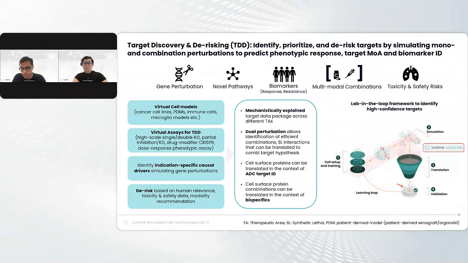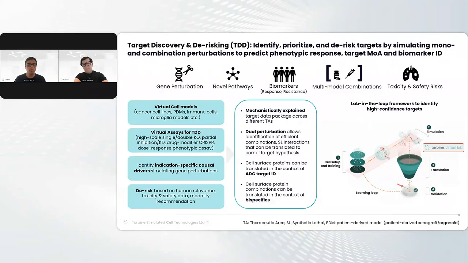I'll introduce the target discovery and de-risking product which we have, before handing over to Chilla to take you through a very focused, real use case, so that you can appreciate the value of what such a platform can deliver. Now, the aim of target discovery and de-risking is to not just identify and prioritize, but also to de-risk targets. And there are multiple ways of doing it.